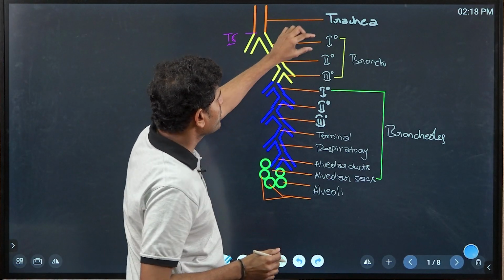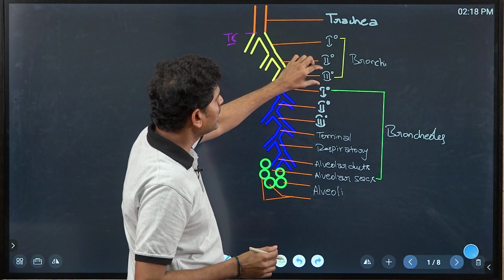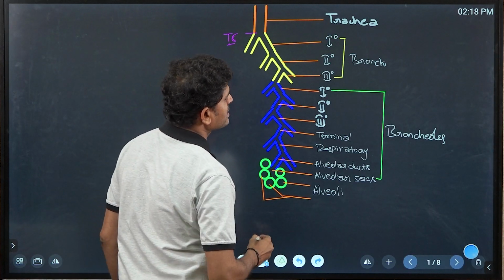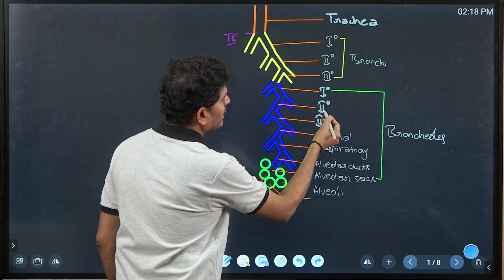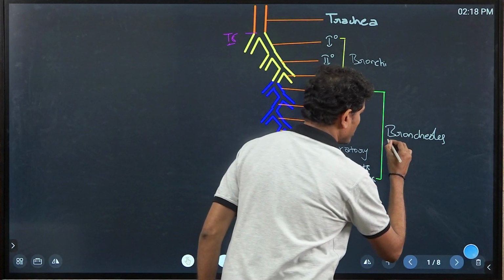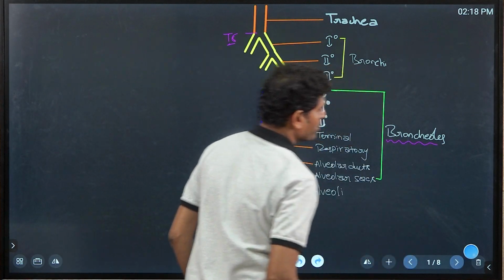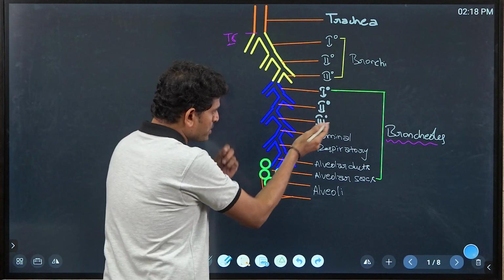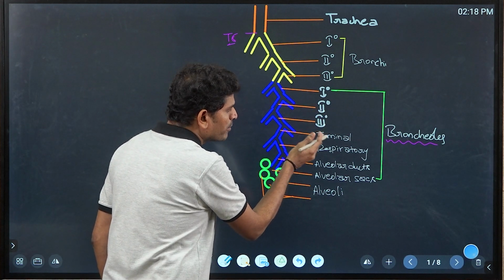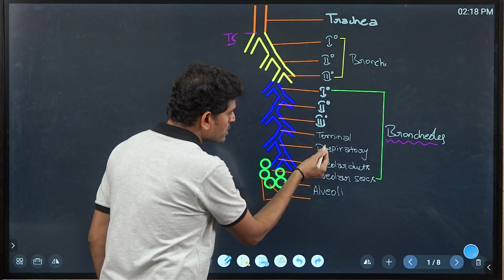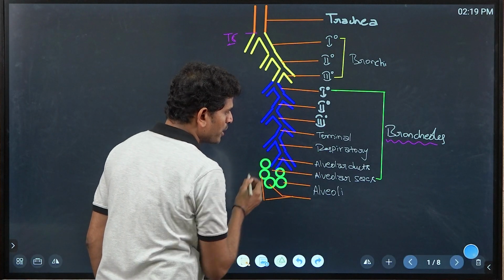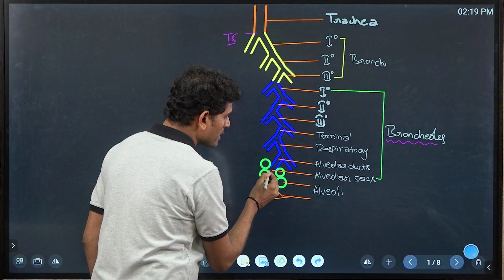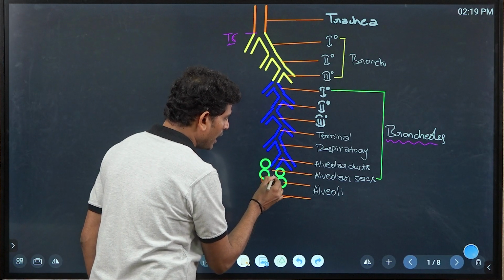Bronchi. In the bronchi there are primary, secondary, and tertiary bronchi, and the tertiary bronchi further divide into primary, secondary, and tertiary bronchioles. These are totally bronchioles. Further, terminal bronchioles will divide as respiratory bronchioles. Respiratory bronchioles lead to alveolar ducts. Alveolar ducts end in the alveolar sac.